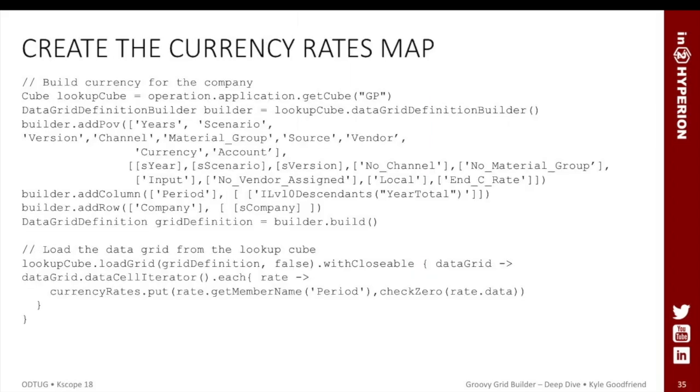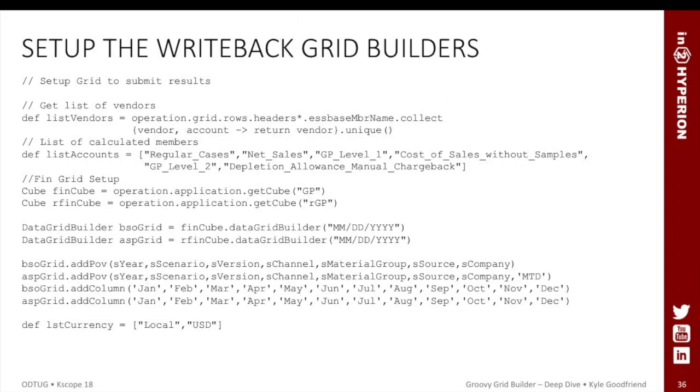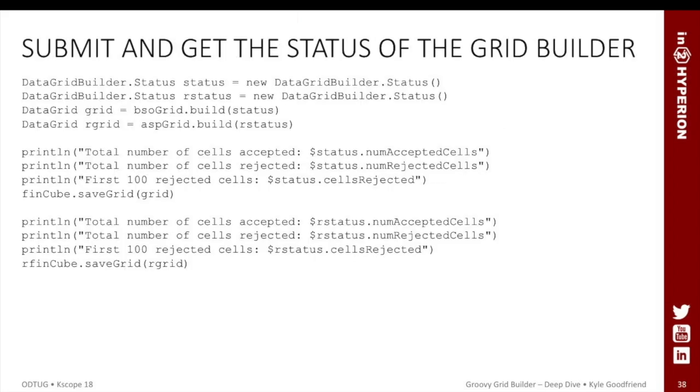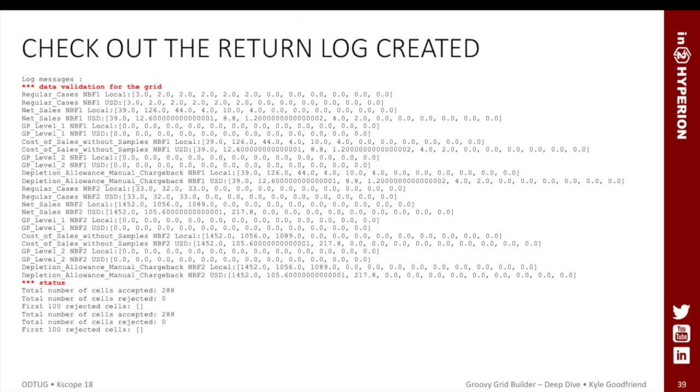So the code is all here. So this is the currency rates map. How to write back to the data. This is really small, but this is an example of adding all the rows and submitting the data. So this is an example of the log, and people asked me in the other sessions that I was doing how you debug this. Usually I write out everything to the job console, and when you write out lists and maps to the job console, it's a delimited list.